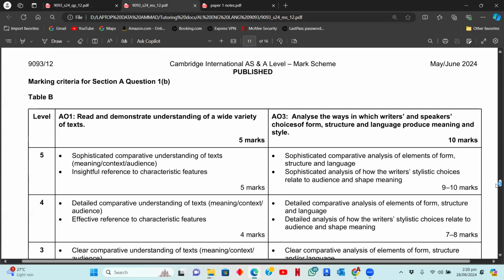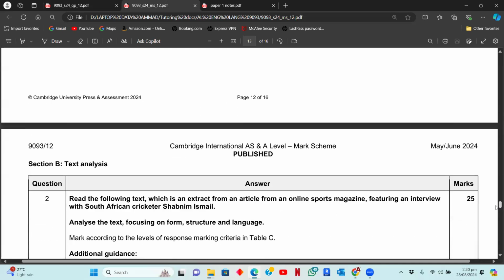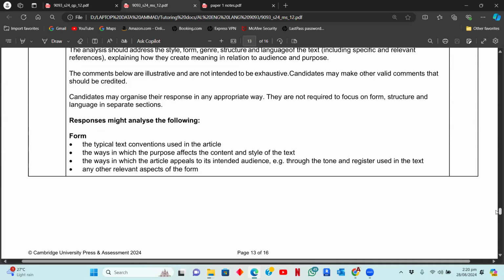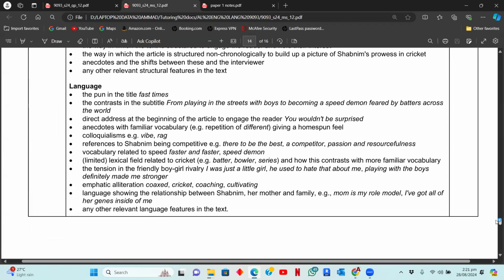Let me also show you the marking scheme for this one. Again, for form, you can look at text conventions, the purpose. These are the same things that they're asking you to analyze here as well. For structure, you can look at how the opening paragraphs are written, how the introduction is done, how the text is structured to hold the reader's interest, how's the chronological order of this text, right? Are there any personal anecdotes written? Then in the language, you can talk about all of these poetic and literary devices.